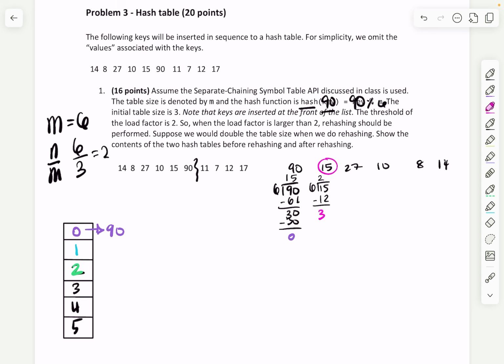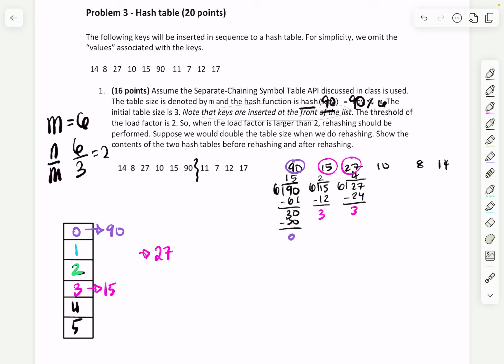So this is going to be here at 3, so we're going to insert 15 right there at 3. And then 6 into 27, that is 4, 24, 4, 5, 6, 7, 3, and again we have 3, so 27 is going to go in 3. Okay, so this is what's going to happen.